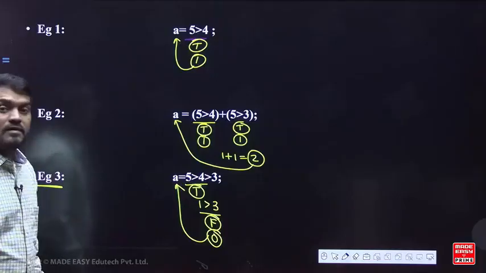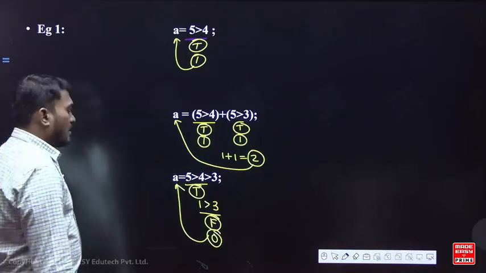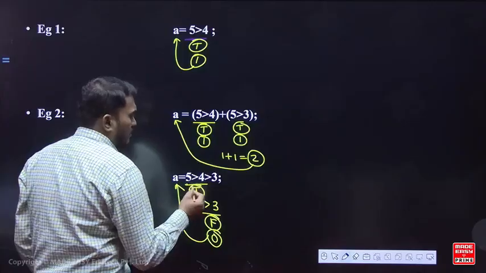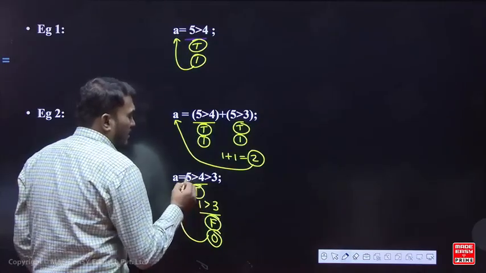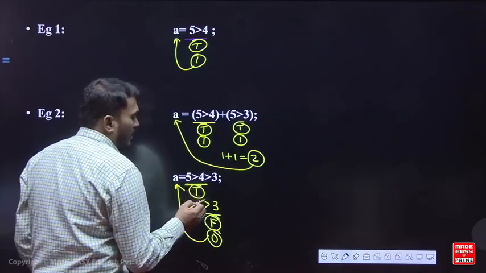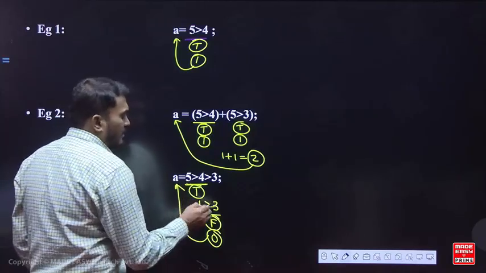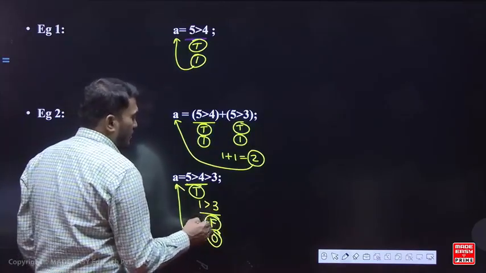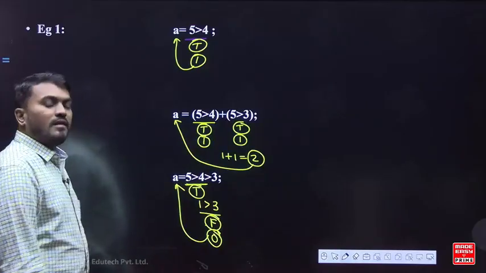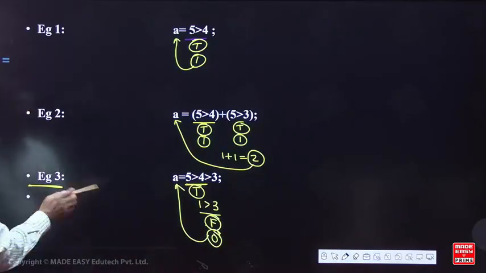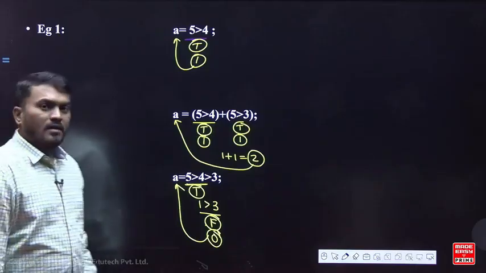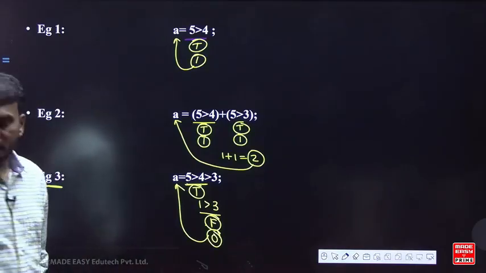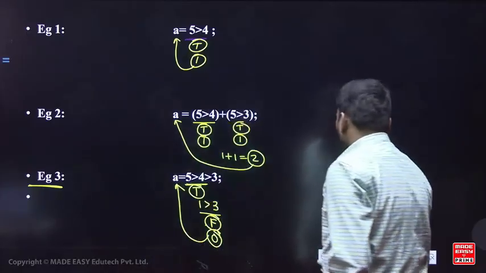So what is the answer for the third one? 0. Right? I am repeating. 5 greater than 4 is true. If it is true, this returns 1. So the next expression will be evaluated with 1 greater than 3. So 1 greater than 3 is true or false? False. So false means that will return what? 0. So 0 will be assigned to what? A. Right? So the third example answer is what? Okay, 0. Copy. Quickly copy. Right.